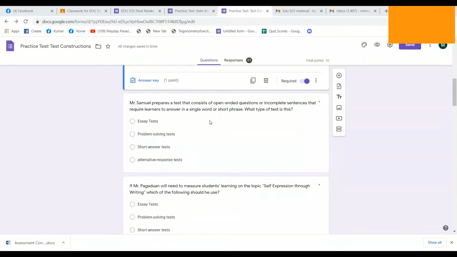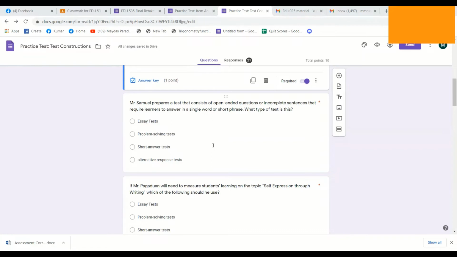Next one. Mr. Samuel prepares a test consisting of open-ended questions and incomplete sentences that require learners to answer in a single word or short phrase. What type of test is this? Okay, is it essay test, problem solving test, short answer test, or alternative response?